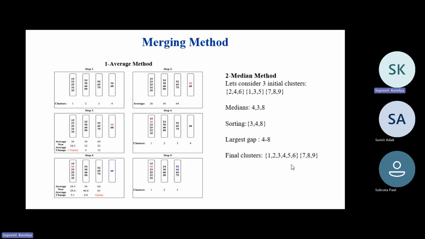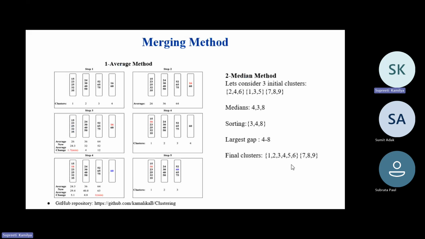In the second method, the median method, let's consider 3 initial clusters: 2, 4, 6; 1, 3, 5, 7; and 8, 9. We take the median of each: 4, 3, 8. Then we sort those medians and look for the largest gap. We can see that 4 to 8 is the largest gap. So we make 2 final clusters: 1, 2, 3, 4, 5, 6, and the second cluster is 7, 8, 9.